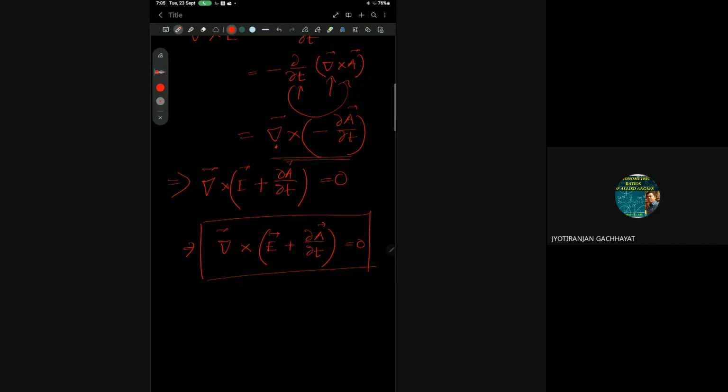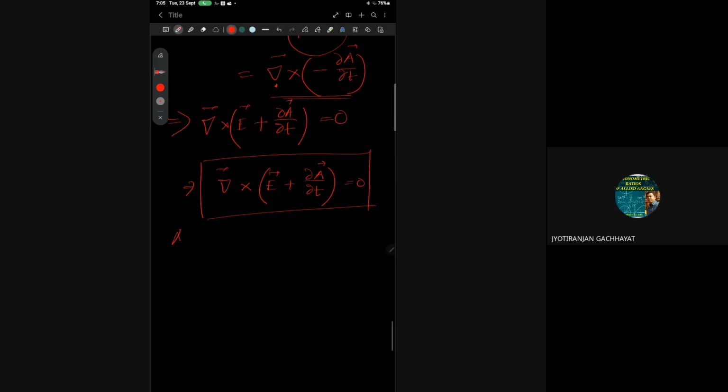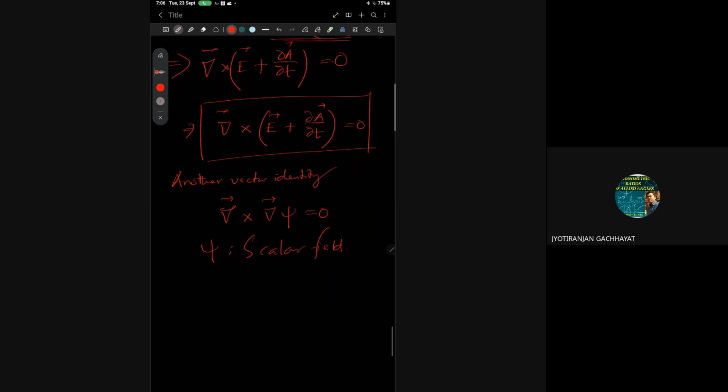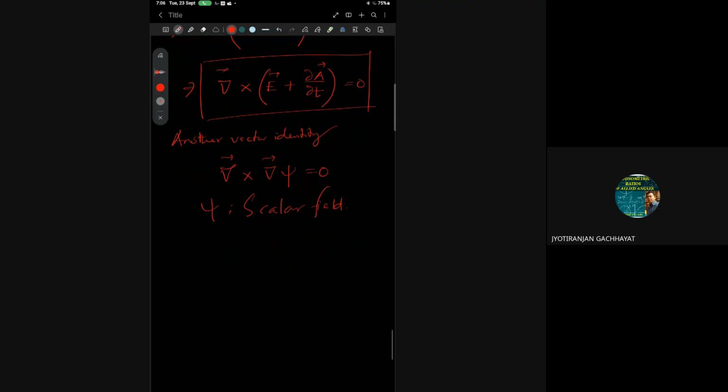Now there is another vector identity: del cross del psi is equal to 0, where psi is a scalar field or a scalar function. Psi is basically a scalar field. You can simply prove it. Maybe I'll take 2 minutes to show that.